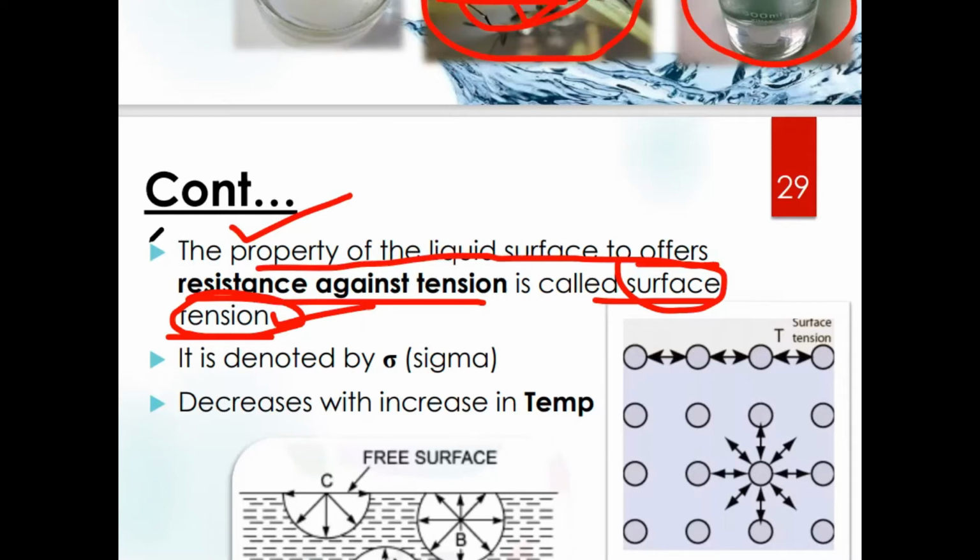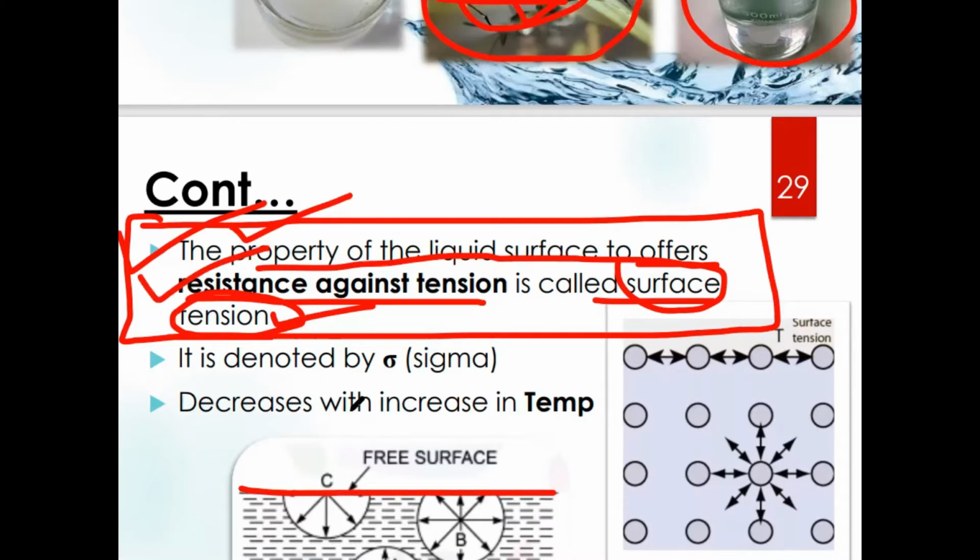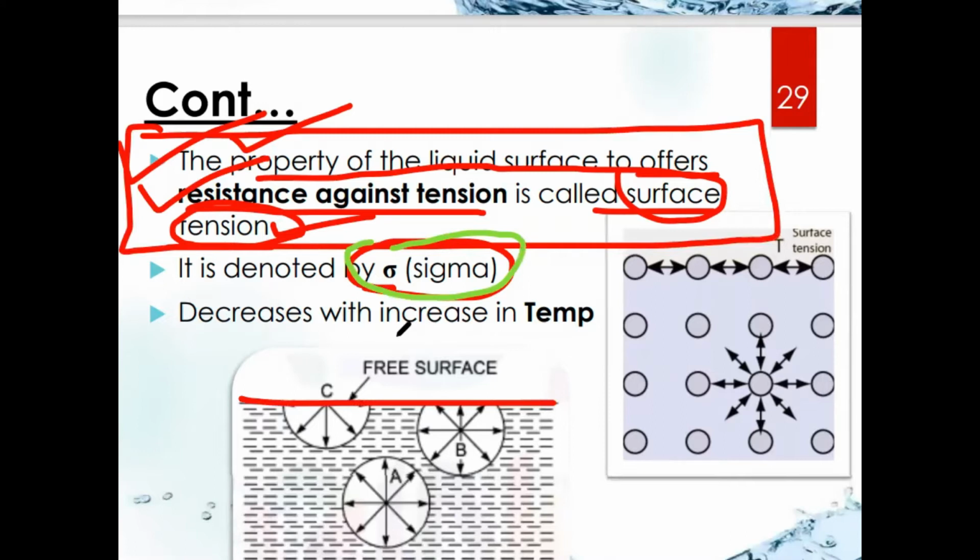Understood? So that is the simple definition of surface tension: it is the property of the liquid surface where this liquid surface offers a resistance against tension. It is denoted by the symbol sigma. Here you can see the symbol used to denote the surface tension is sigma, and this surface tension decreases with increase in temperature.